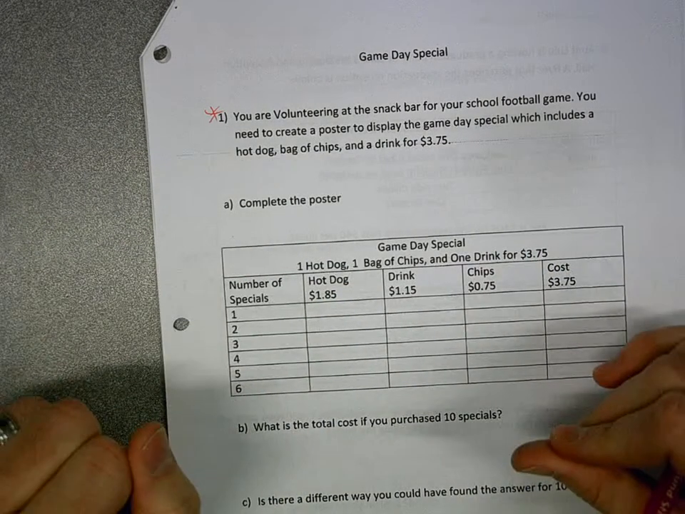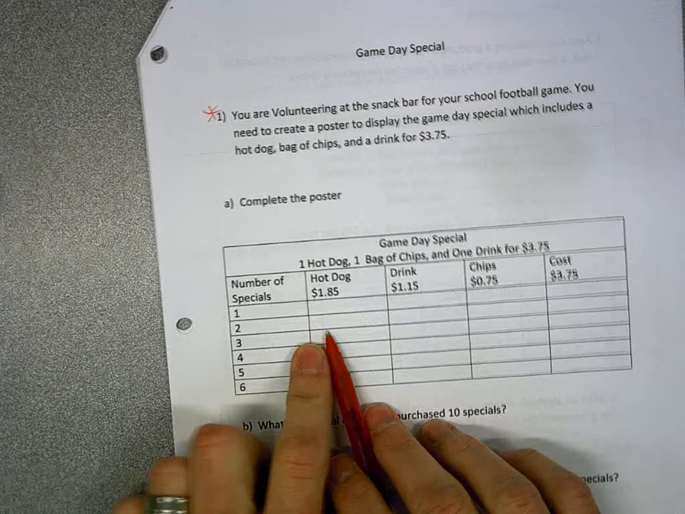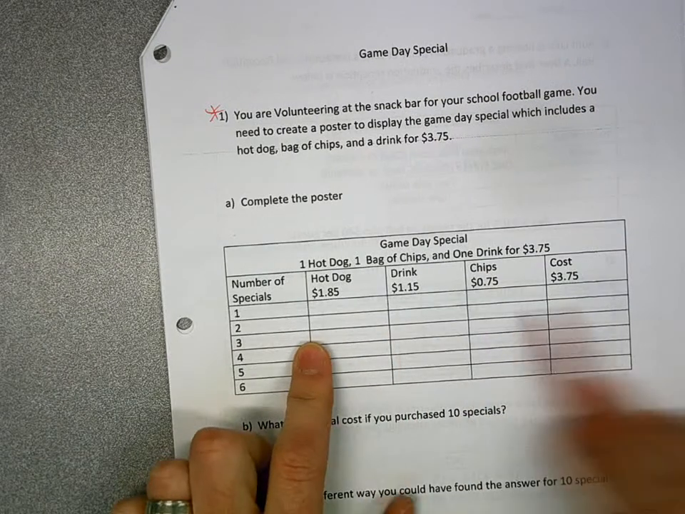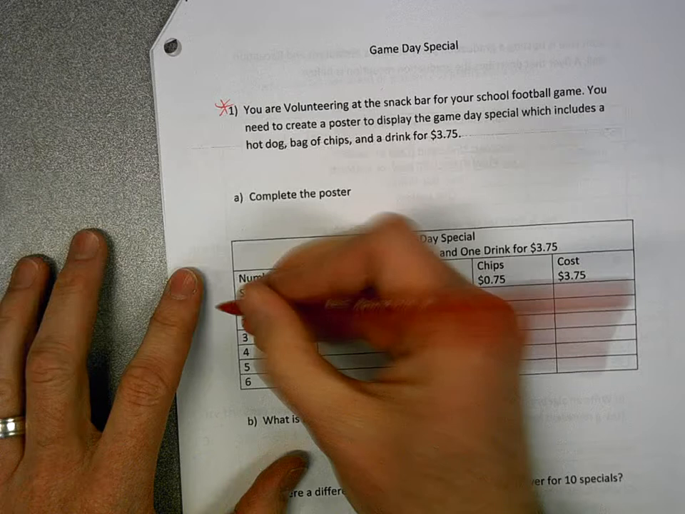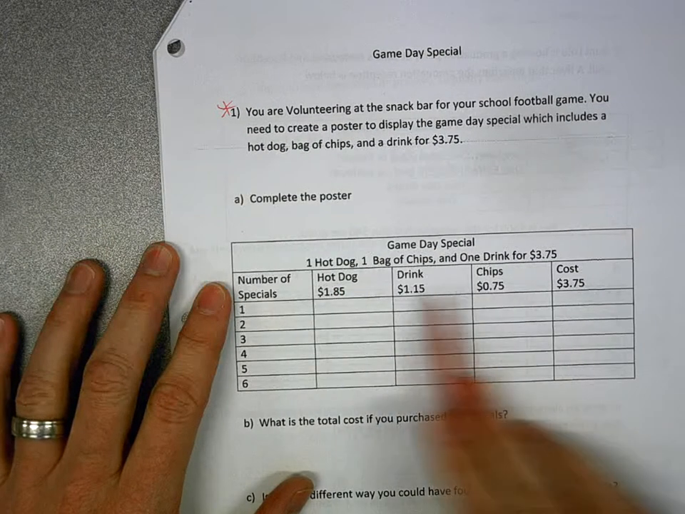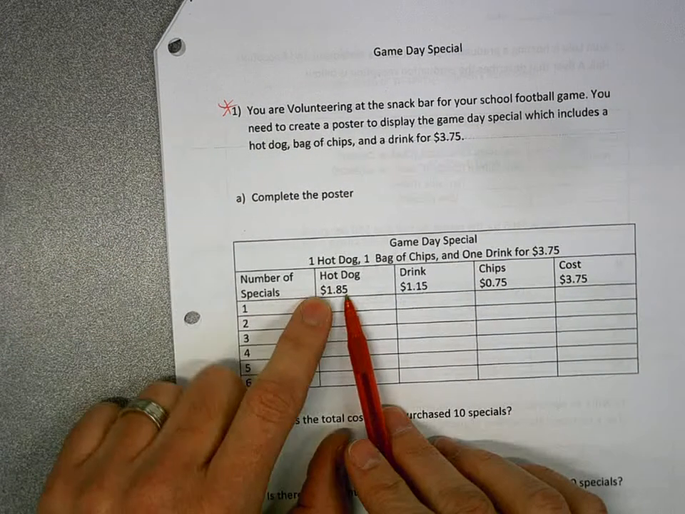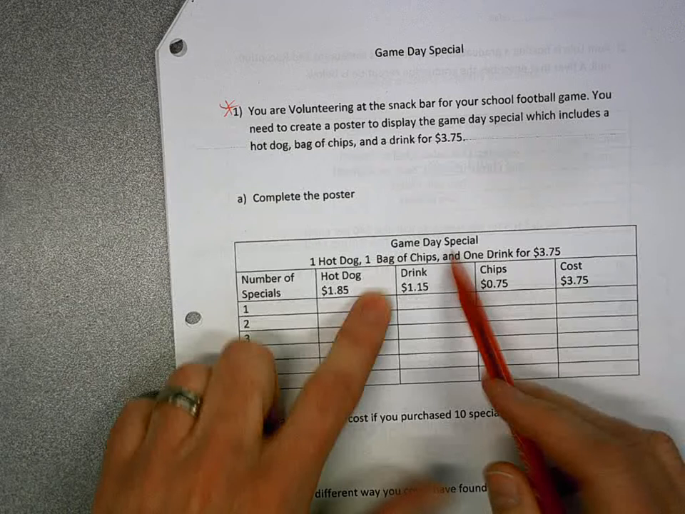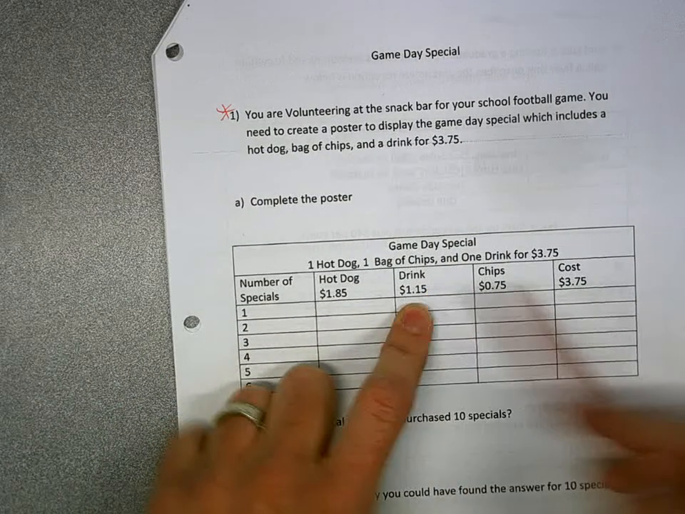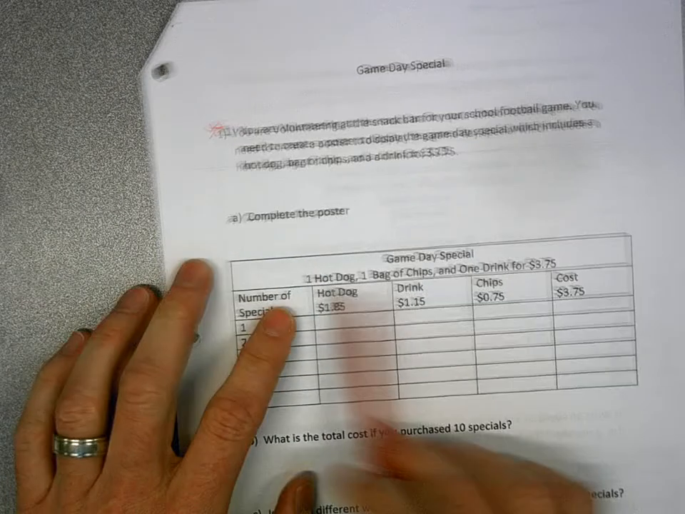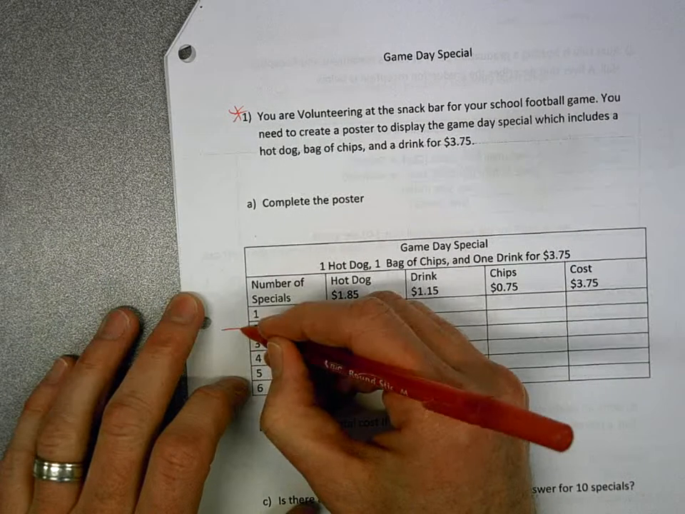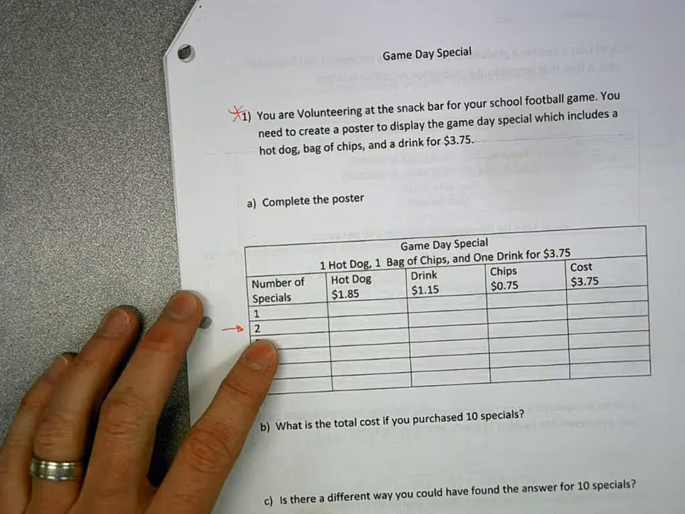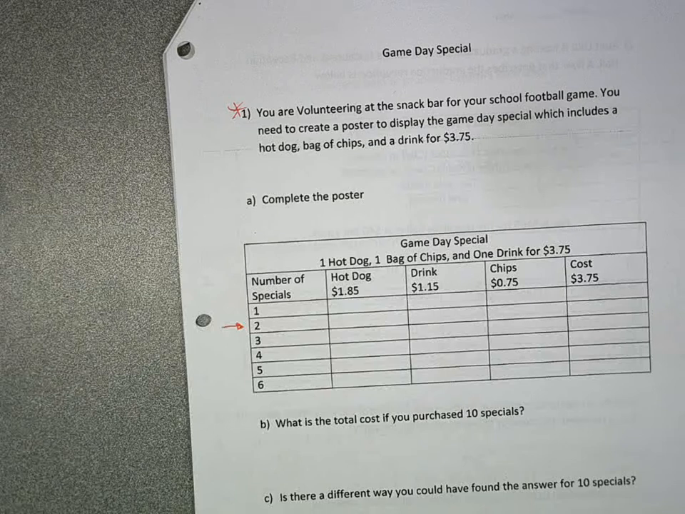What they want you to do is write basically separate expressions. Let's focus in. These are your a la carte prices. If you were to buy just a hot dog, it'd be $1.85. Just a drink by itself, it's $1.15, and so forth. Obviously the cost is of the whole meal. Now, what happens if we buy 2 meals or 2 specials? Here is what they want you to do.